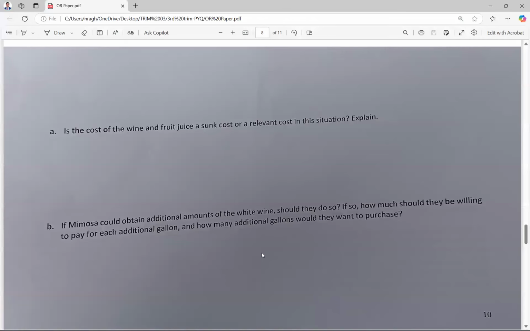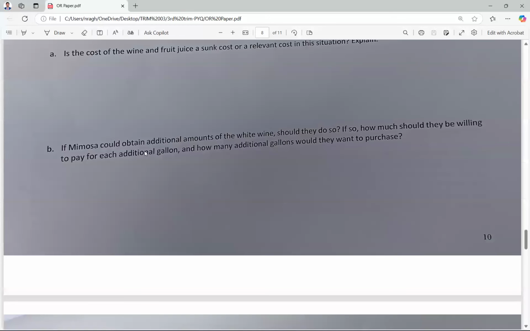That is simple. Then, if Mimosa could obtain an additional amount of white wine, should they do so? If so, how much should they be willing to pay for each additional gallon? How many gallons would they purchase?